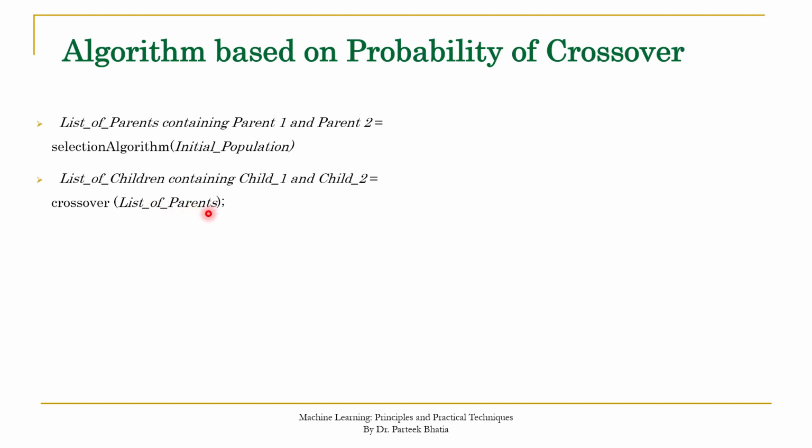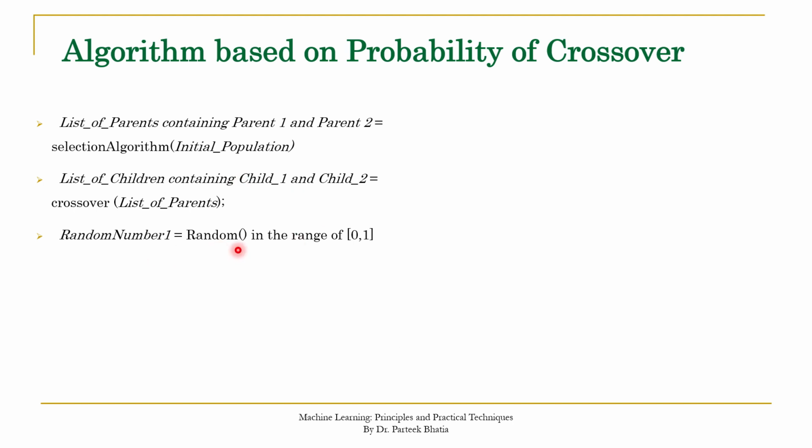Here on the selected list of parents, a crossover process is performed. We can perform crossover by using single point crossover or double point crossover, and through the process of crossover, two children are created. One is child 1 and another is child 2. You can consider parent 1 as male and parent 2 as female. Same way, child 1 is considered as a male child while child 2 is considered as a female child. So a list of children is created which contains child 1 and child 2.